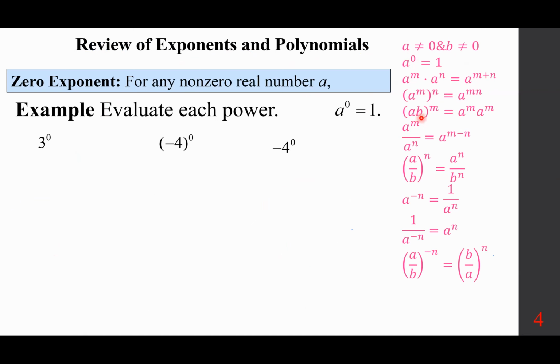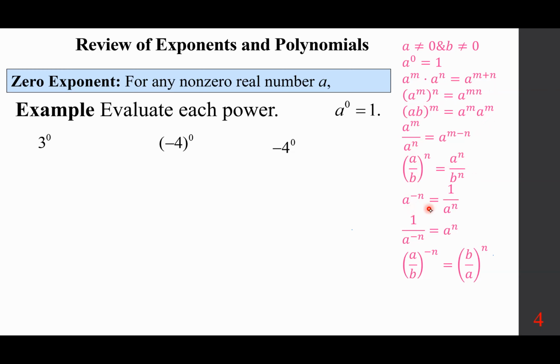And then a times b to the power of m, each one gets powered up by m. So that's a combination of the power rule, if you will, with the product rule. So a to the power of m over a to the power of n, this is the quotient rule, a to the power of m minus n. And if you have a over b to the power of n, that means each one gets powered up, the numerator as well as the denominator. A to the power of minus n, this is a negative exponent rule.